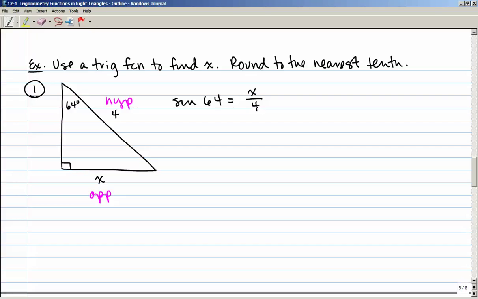To do that, I'm going to multiply both sides by 4, because remember what I'm trying to do is find x.